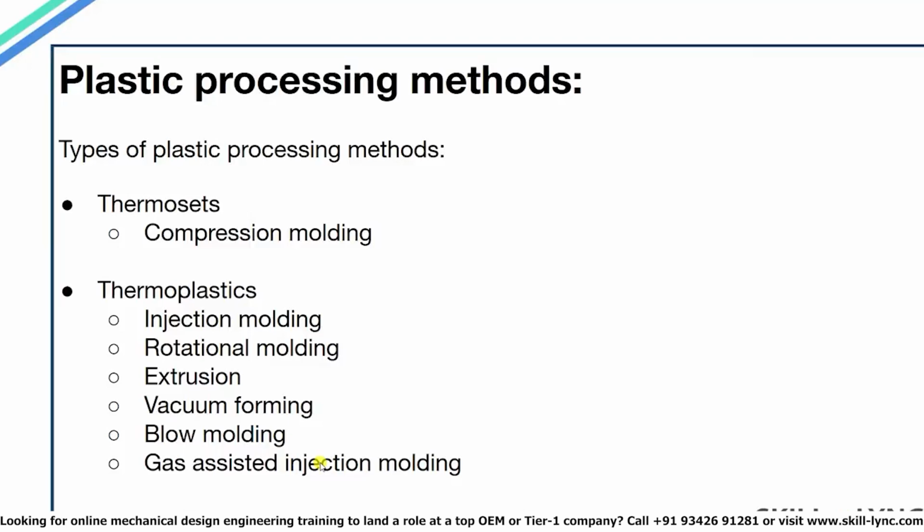We will be covering all the defects formed in the injection molding process in the later sessions. For now, you need to just understand that in gas-assisted injection molding, a gas is added to the feed of the system to avoid the sink mark defect.